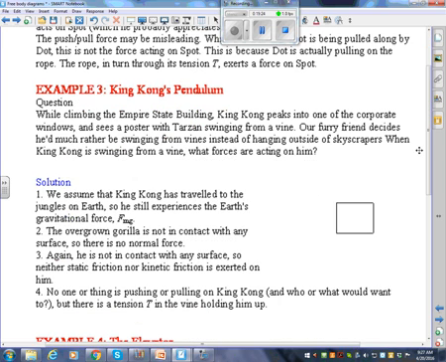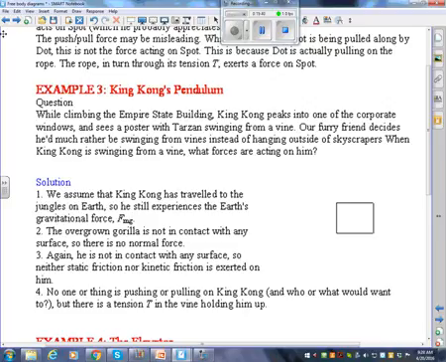King Kong. When climbing the Empire State Building, King Kong peeks into one of the corporate windows and sees a poster with Tarzan swinging from a vine. Our furry friend decides he'd much rather be swinging from vines instead of hanging outside of skyscrapers. When King Kong is swinging from a vine, what forces are acting on him?